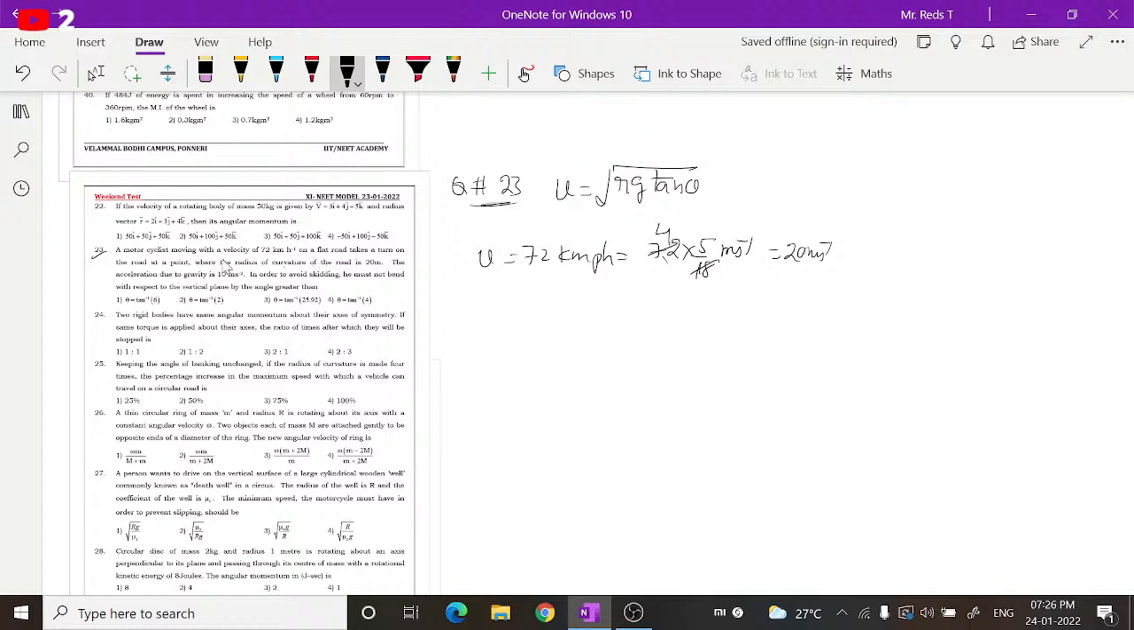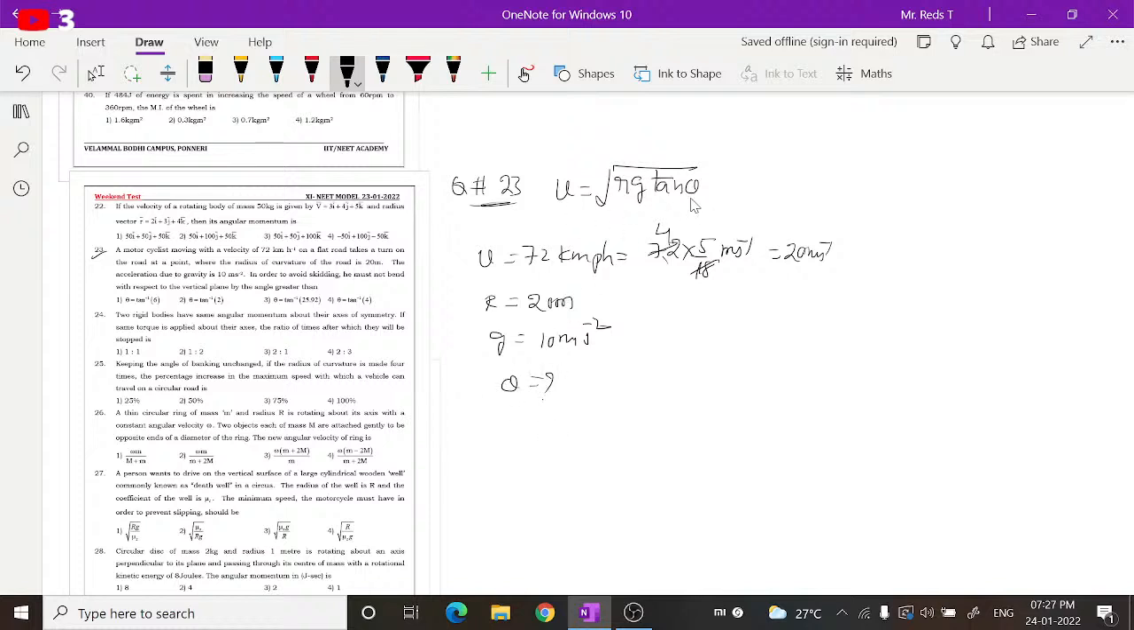So a cyclist is moving with the speed of this much on a flat road and takes a turn on the road at a point where the radius of curvature of the road is r is equal to 20 meters. The acceleration due to gravity at that point, g, is equal to 10 meter per second square. In order to avoid skidding, he must not bend by the maximum angle of this. This is what you are asked to find. What should be theta is the question.